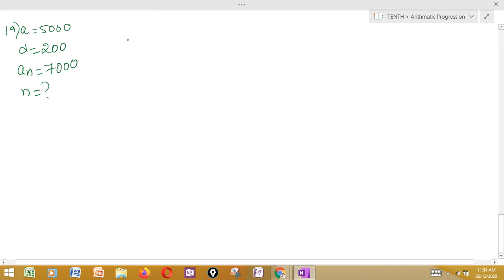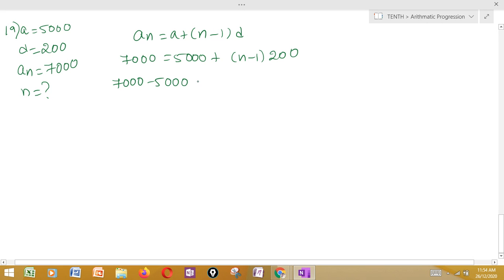Okay. So what is your formula? An is equal to A plus n minus 1 into D. Here An is 7,000, A is 5,000, plus n I need to find, n minus 1, D is 200. Then bring that 5,000 to the left-hand side. 7,000 minus 5,000 is equal to n minus 1 into 200. 7,000 minus 5,000 is 2,000, divided by 200 is equal to n minus 1.